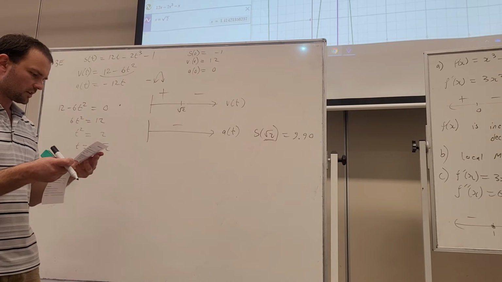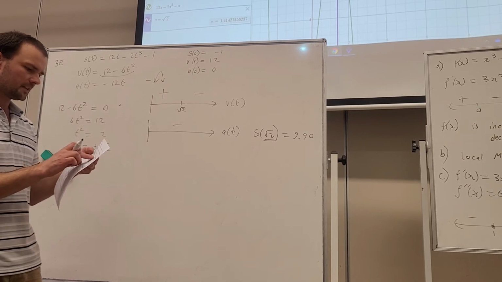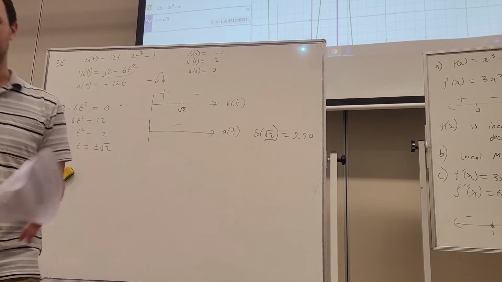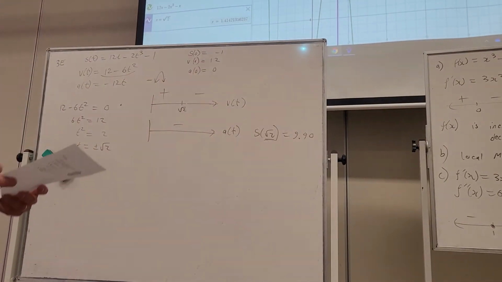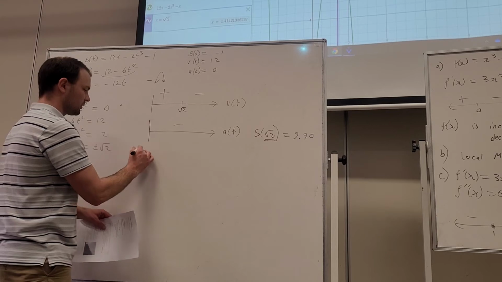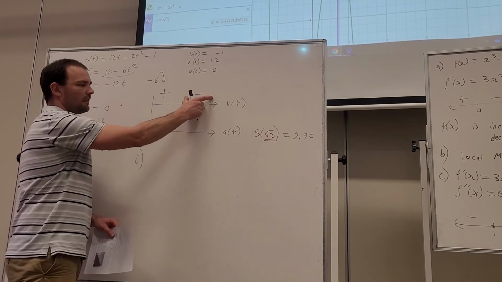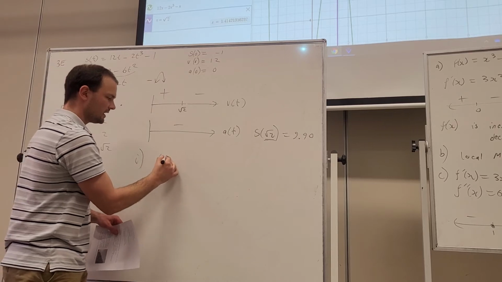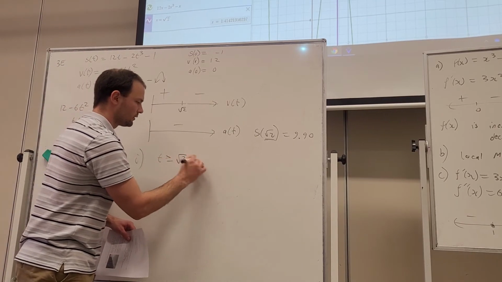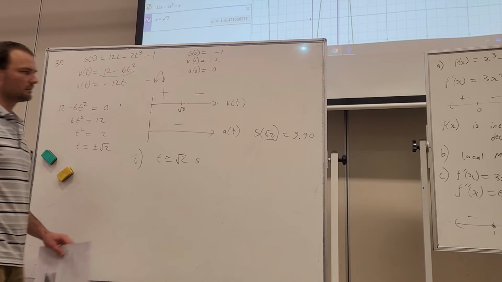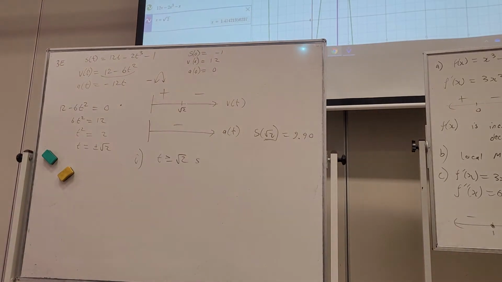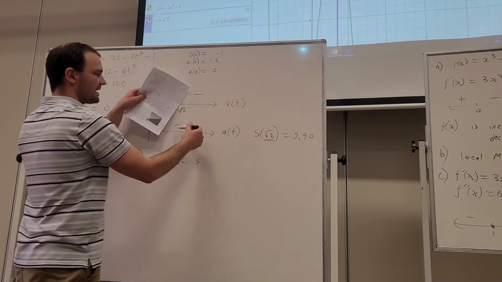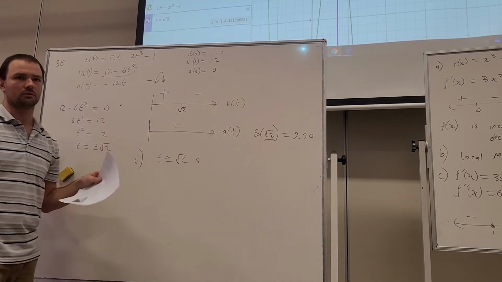An object's speed is magnitude of velocity. If v of t and a of t have the same sign, then speed is increasing. If they have opposite signs, then speed is decreasing. Very good. So first part says, when is the speed increasing? Well, the speed is increasing when they have the same sign, when they're both negative. So that's going to be when t is greater than or equal to the square root of 2 seconds. That's when the speed is going to increase. What that means is it's moving in a negative direction and getting faster in a negative direction.